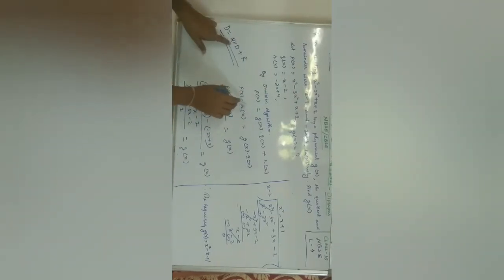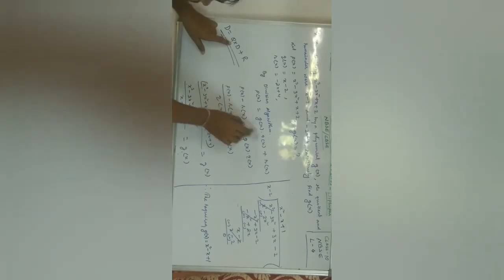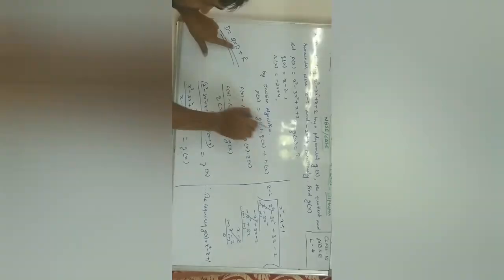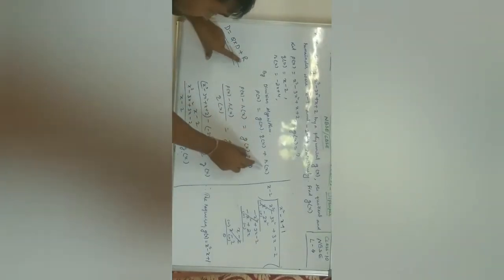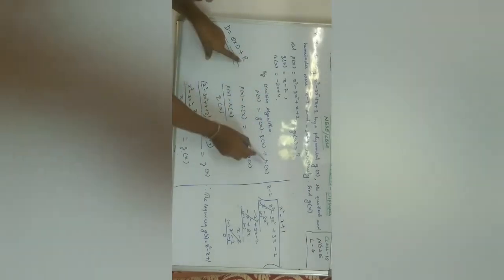I hope it is clear. Once again, we have studied one formula in the lower classes. Dividend is equal to quotient into divisor plus remainder. So here dividend is p of x. This is equal to quotient, that is q of x, into divisor, which we don't have, that is g of x, plus remainder. Remainder is what we have, r of x. So we have written here r of x. I hope this is clear. Okay.